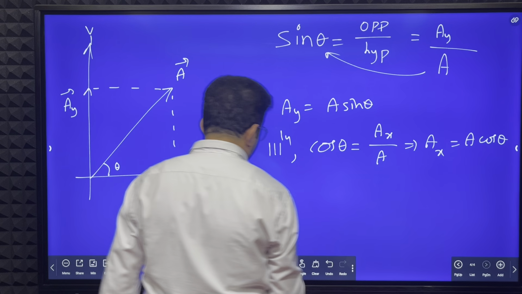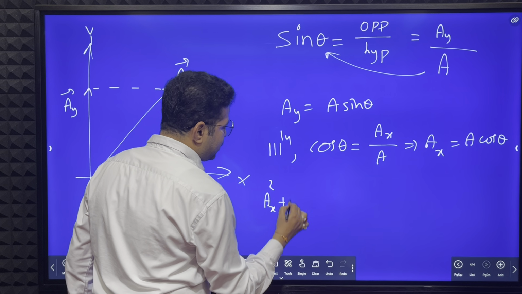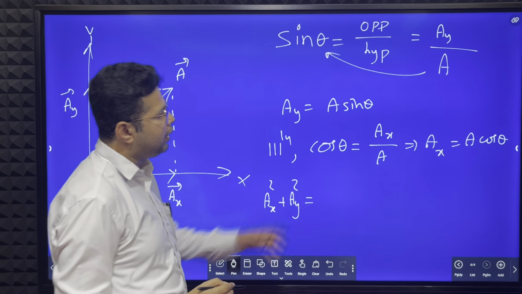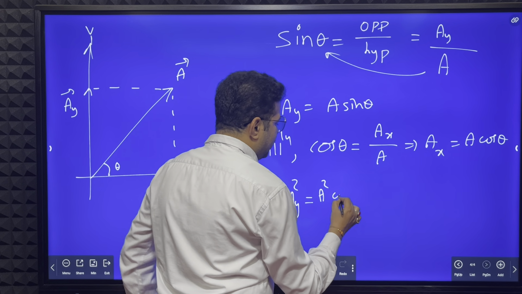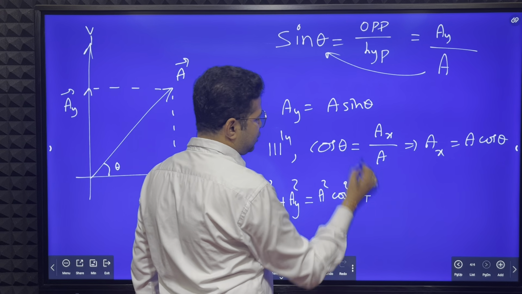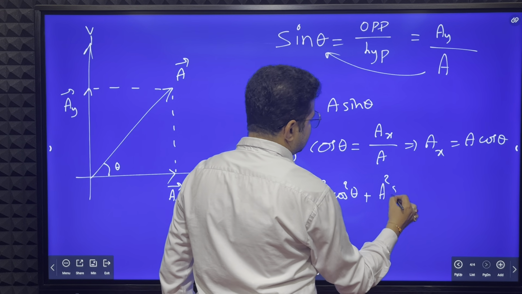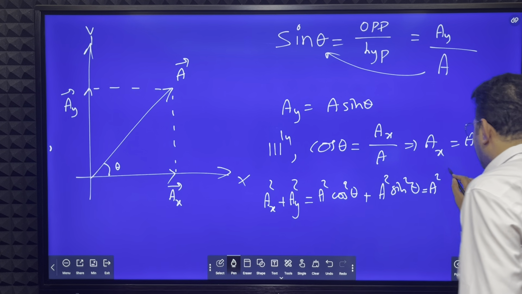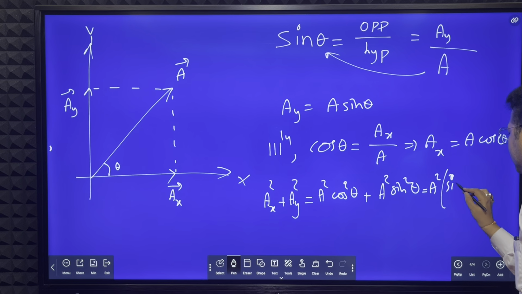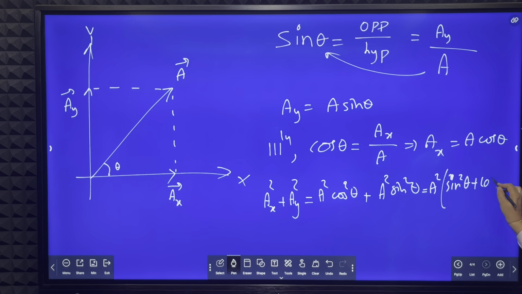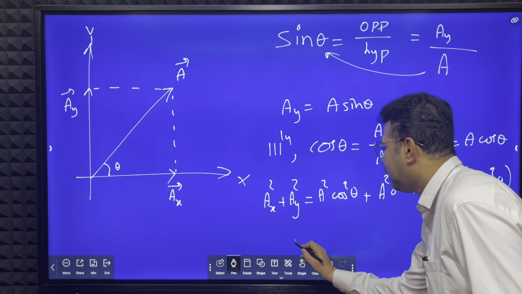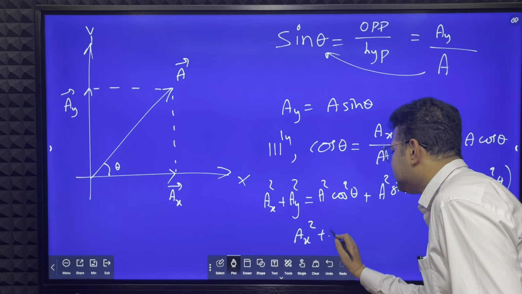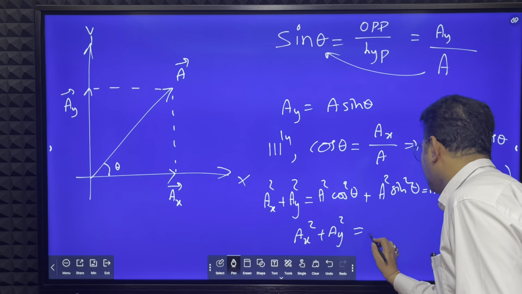Now what you do? You perform AX square plus AY square. AX square means A square cos square theta, plus AY square means A square sin square theta. Or this can be written with A square taken common: A square into sin square theta plus cos square theta. What is sin square theta plus cos square theta? 1. Trigonometric identity. So AX square plus AY square is equal to A square.